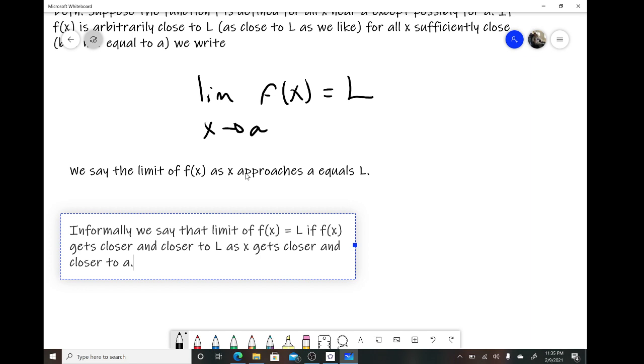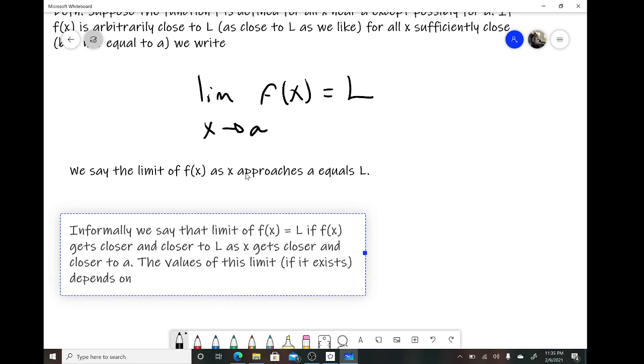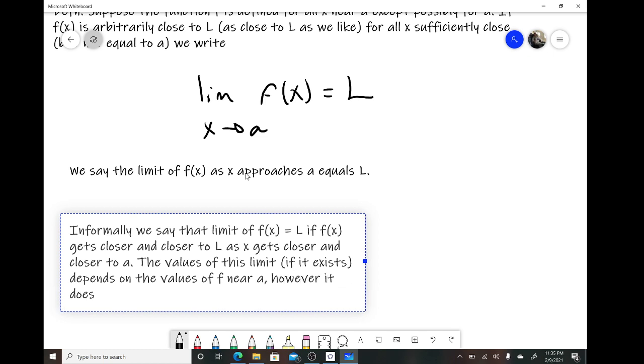Now, the value of this limit, if it exists, depends on the values of f near a. However, it does not depend on the value at a. And when I say that, I mean f of a, the output value.